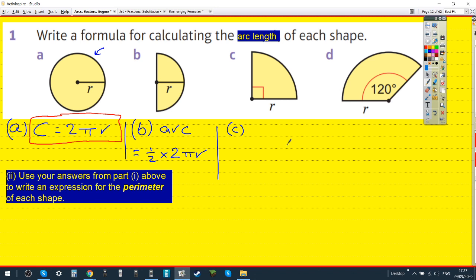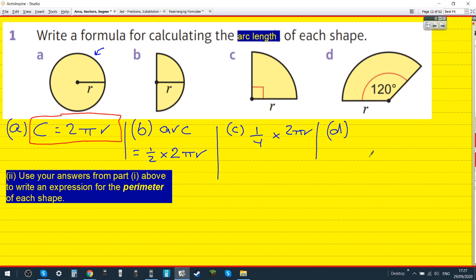How about for C? For C, like the quarter of it. Yes, and so it would be a quarter times 2 pi r. How about D? D is a little bit more than a quarter. Yeah, what fraction of a circle is it? It would be 120 out of 360. And so what would you do with that fraction to get the arc length? You would times it by 2 pi r.